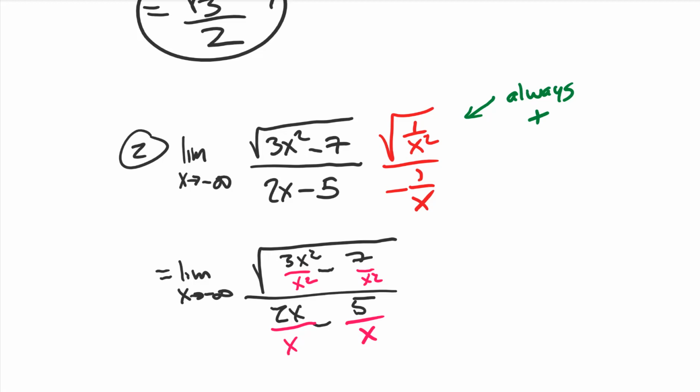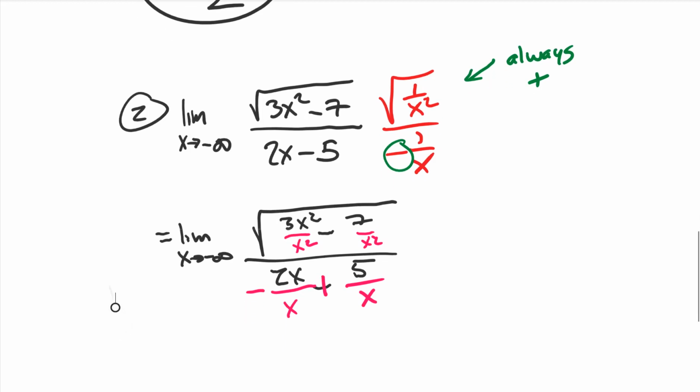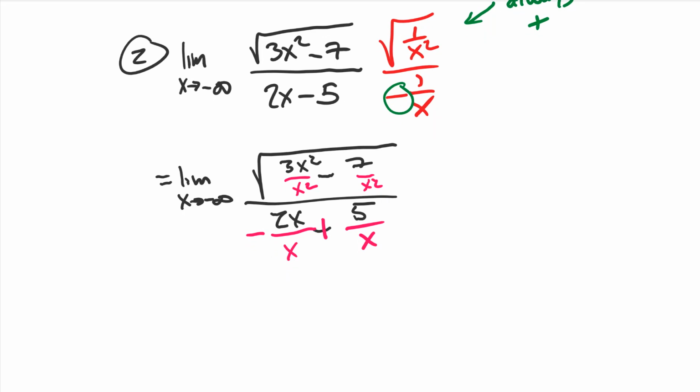Oh, I forgot to change my sign. So let's make sure we get that changed. Negative, and poof, change the other one to a positive. Let's finish it up. We clean it. So those just went away. Minus 7 over x squared.